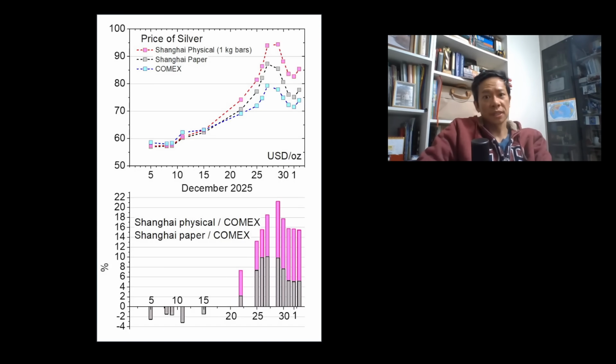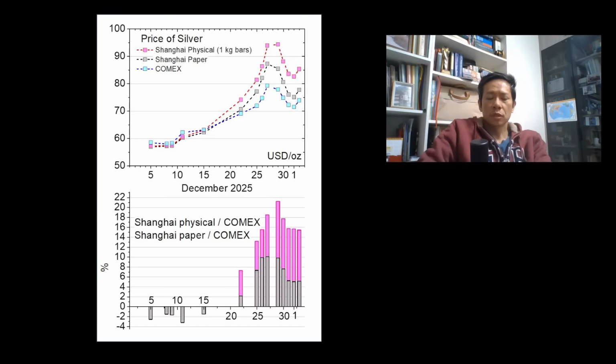We don't see this in gold. You can do the same calculation for gold. We can take the price of paper gold in China and convert that to USD per troy ounce, and we'll find out that that price is lower than the price at COMEX. So the high premiums in silver and the disparity in prices between the paper markets is a genuine reflection of the scarcity of silver.